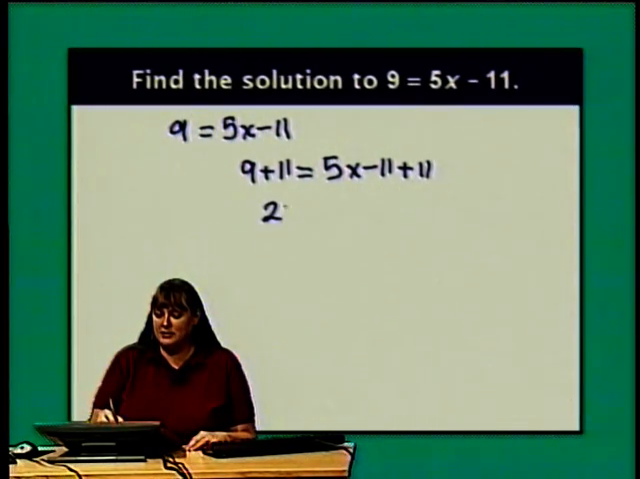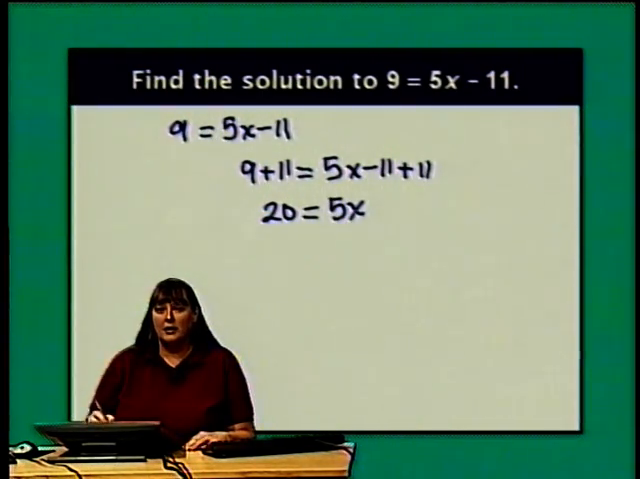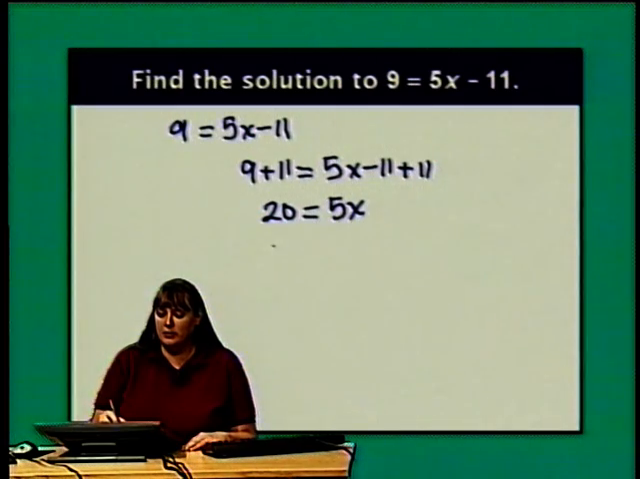9 plus 11 is 20. And on the right-hand side, I'm just left with 5x. Now I can isolate the x by either multiplying both sides of this equation by 1/5 or dividing both sides of the equation by 5. I'm going to choose to divide both sides of the equation by 5.